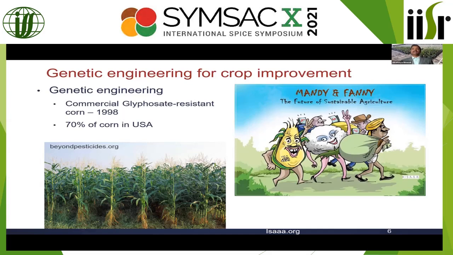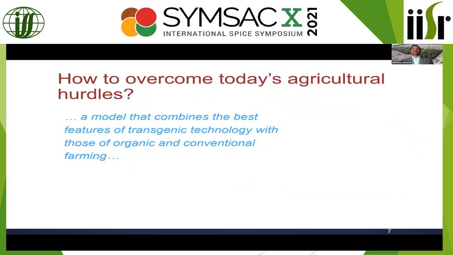But in spite of that, there are many countries, like the European Union and India, who say a big no-no to transgenic food crops. Therefore, crop biotechnologists have always been looking for a model that combines the best features of transgenic technology with those of organic and conventional farming. And site-specific nucleases offer exactly such a solution. Let me show you why site-specific nucleases are so important and how they can help in overcoming the difficulties of transgenic technology.